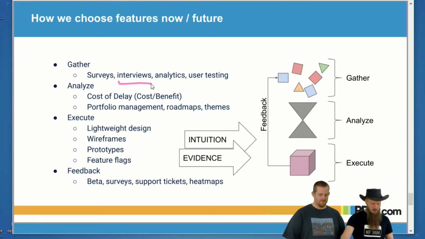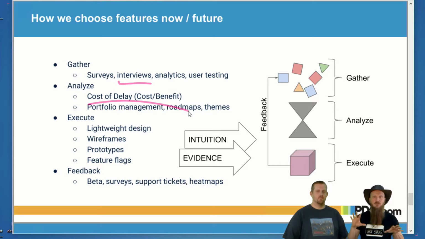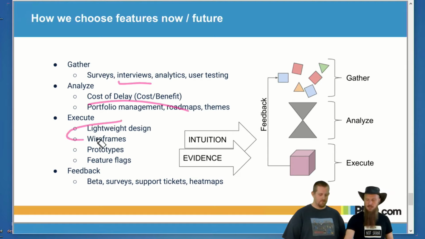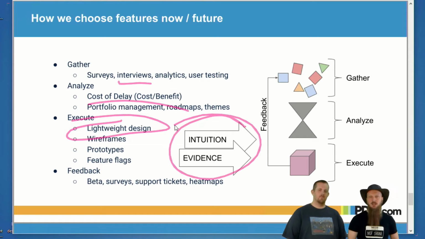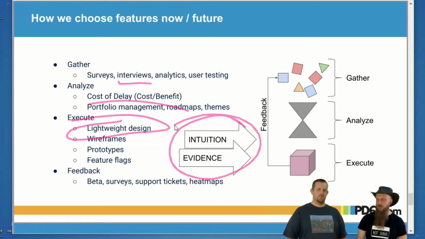We also did things like cost of delay, where we actually took those measures that I mentioned previously, and we used that to drive our decision-making process. We executed a lightweight design approach, prototyping, UX experimentation, and then we fed all of that back up into the whole process. And as you can see, we drove intuition and evidence together to make those decisions.